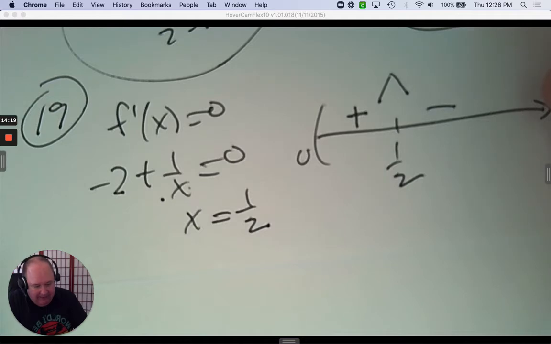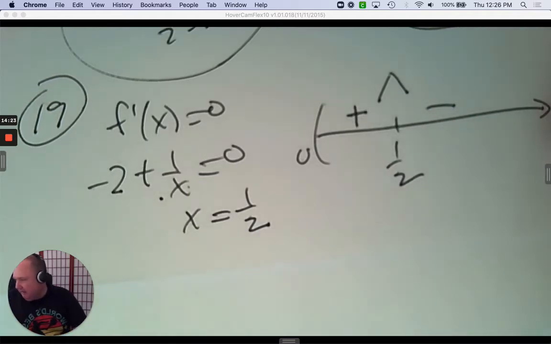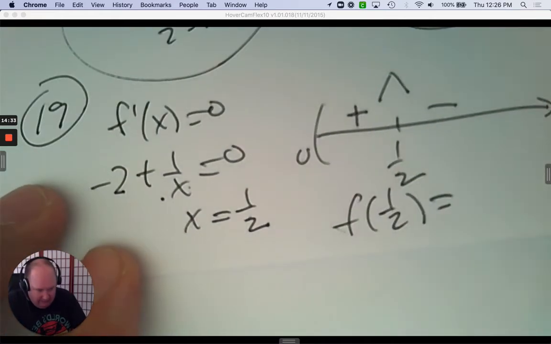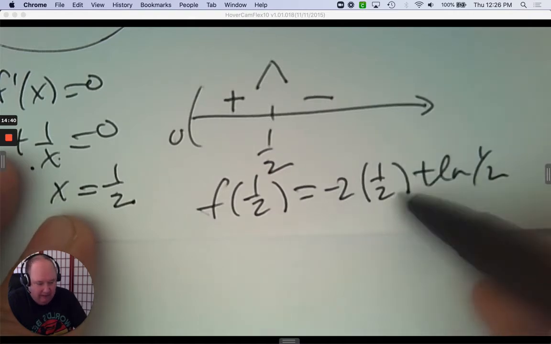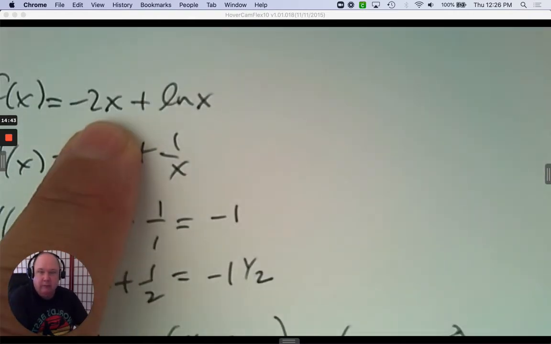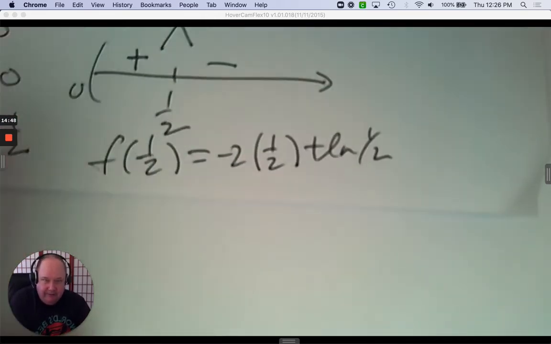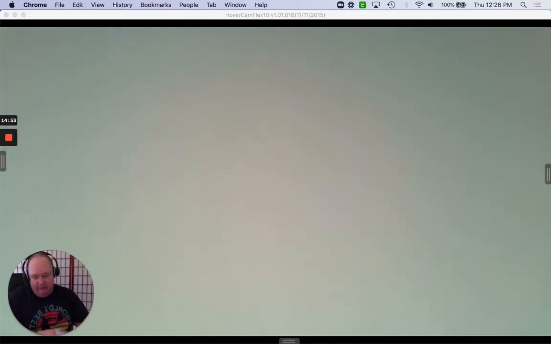If I plug that in to find the maximum value, I have to go back into the function and plug 1/2 back in. You have negative 2 times 1/2 plus ln 1/2. So just plug it back into our original function that we've been working with. Put 1/2 in for x. You could simplify that to negative 1 plus ln 1/2. That's the maximum value of the function. That's number 19.